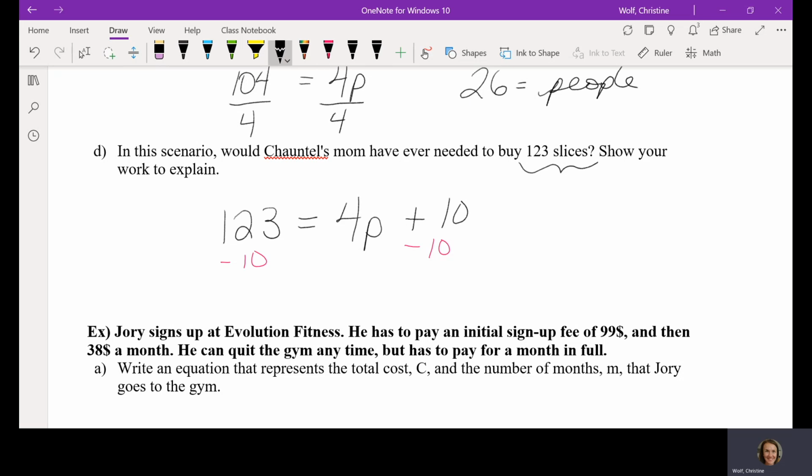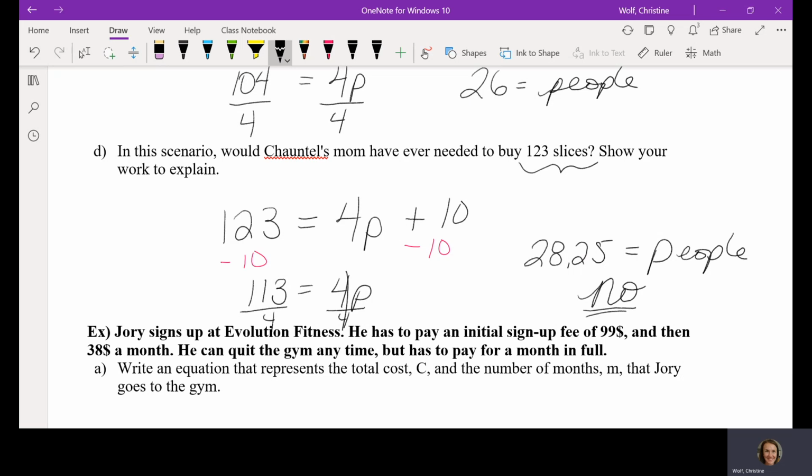Okay, so when we minus 10 from both sides, we get 133 equals 4P. My final step here would be to divide by 4. But when you go 133 divided by 4, again, you get a decimal, and you get 33.25 equals P, or the number of people. So no, that's not possible, because it is not possible that you have 0.25 of a person there. It's either 33 people or 34 people.